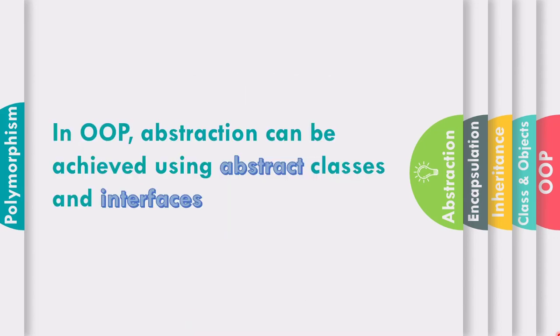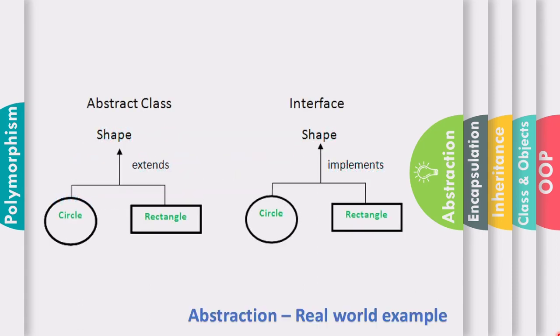In object-oriented programming, abstraction can be achieved using abstract classes and interfaces. In this real-world example, circle and rectangle are extending the shape abstract class. Circle and rectangle classes implement the shape interface. Abstract class and interface are the types of abstraction.